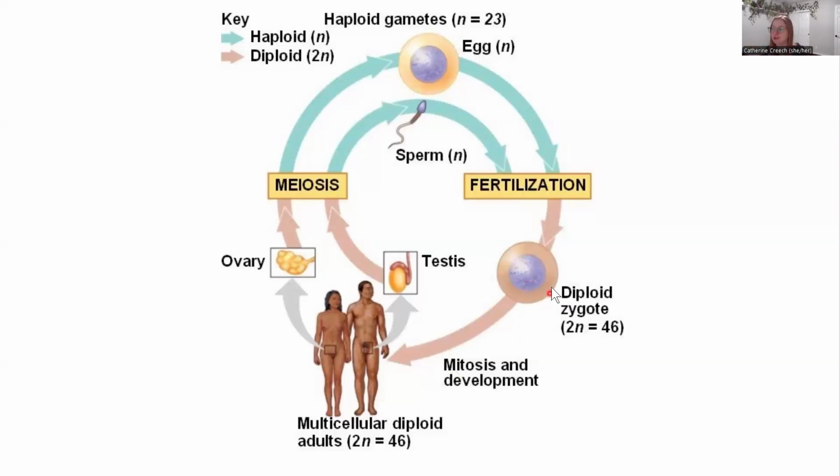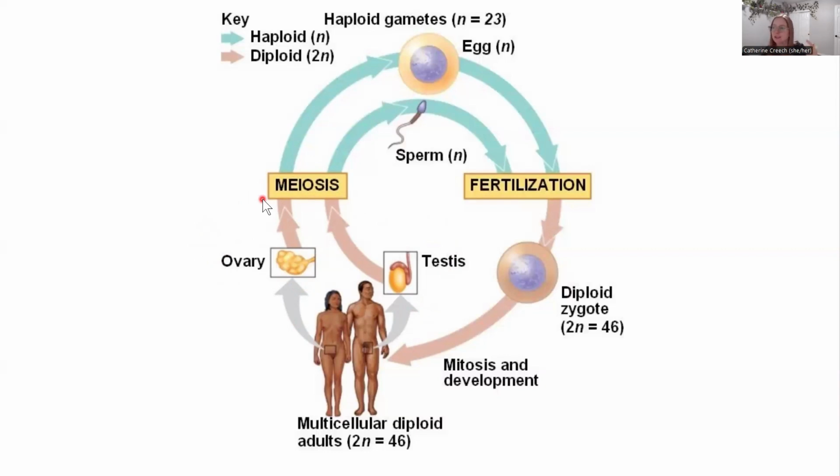As you're doing mitosis and growing and developing, eventually you will be a multicellular diploid adult. Multicellular because you have 100 trillion cells. Diploid because you have 2 sets of chromosomes, one from mom, one from dad. These adults will become sexually mature, which means their gonads, the testes and the ovaries, will do meiosis, the process of making gametes. Again, gametes are sperm and egg.